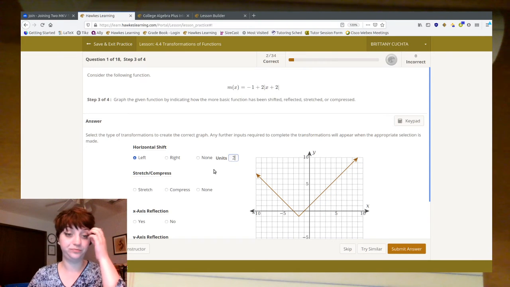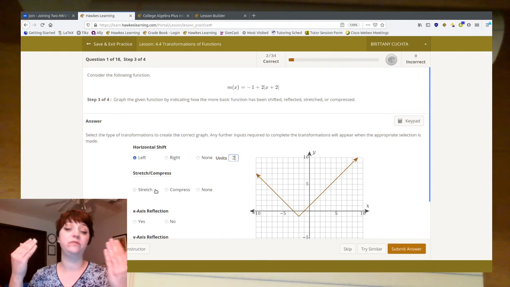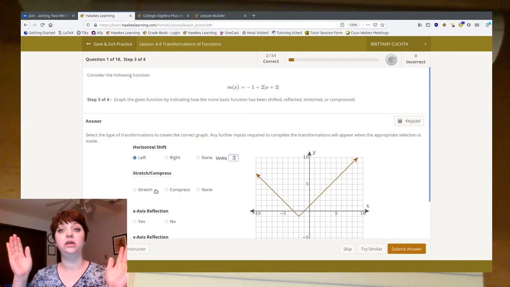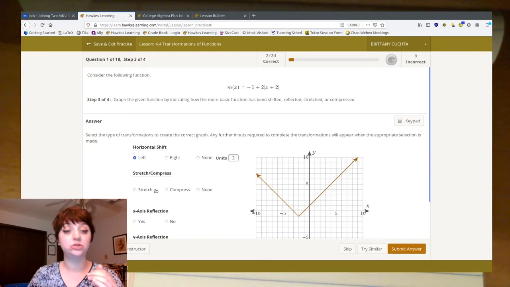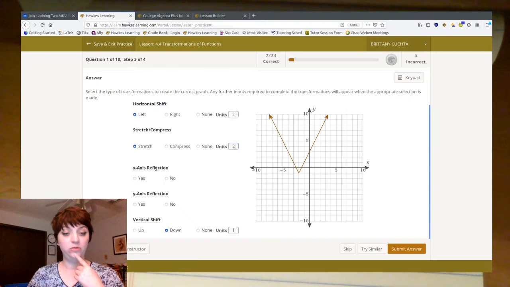So 2. Stretch and compress. Their distinction that they make about stretch versus compress is if it's a fraction between 0 and 1, it's a compression. If it's larger than 1, then it's a stretch. So here I multiply by the number 2, so I'm going to stretch it by 2. Reflection. For reflections, I'm looking for multiplication by negatives. I don't have that in either one of them, so no reflections at all.